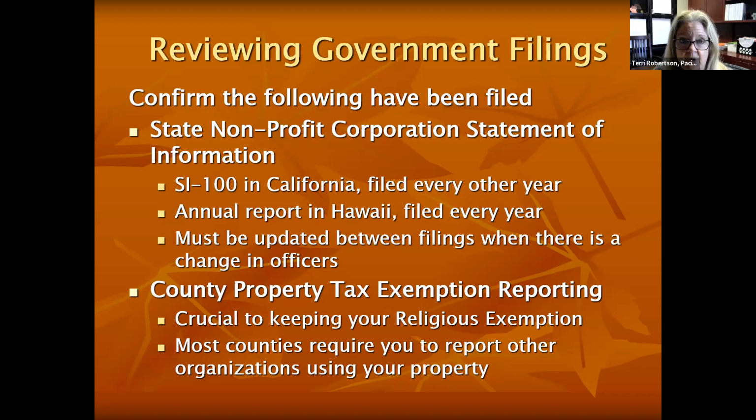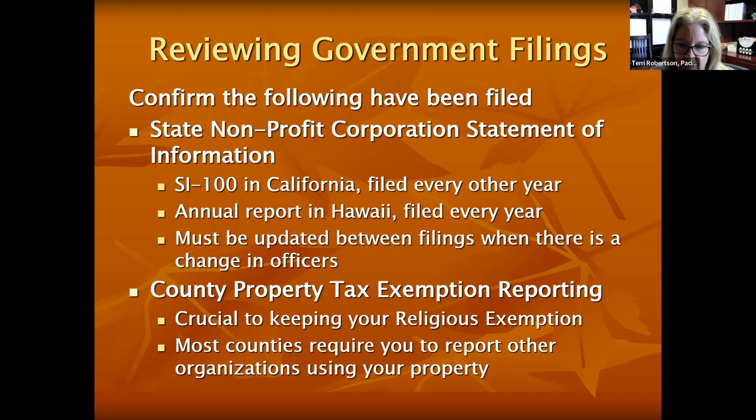And you can go online if you're not sure whether you filed that. You can look that up just using your corporation number or your corporation name. In Hawaii, it's called an annual report, and it's filed every year. So those are the two reports to keep your nonprofit corporation status. If you have a change in your officers in between your filings, you're supposed to go in and file an updated report. I know in California, they don't charge you when you do that report in between times just to update your officers.